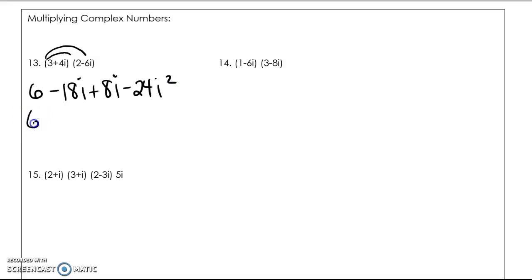Okay, so I get 6 minus 10i plus 24. The reason why I was able to do that is because i squared is the same thing as negative 1. So negative 24 times negative 1 is going to give you a positive 24. Add my real parts, so I get 30 minus 10i.